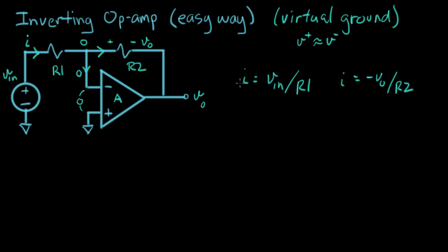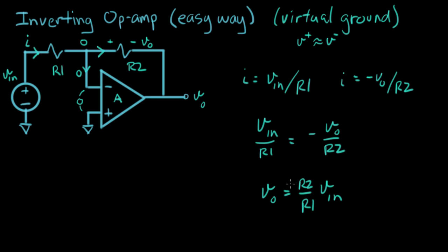All right. Now let's set these two currents equal to each other. So that means that Vin over R1 equals minus V out over R2. And what we want is an expression that tells us what V out is in terms of V in. So V out equals V in times, let's see, R2 goes on top, R1 goes on the bottom, and there's a minus sign. And we did it.